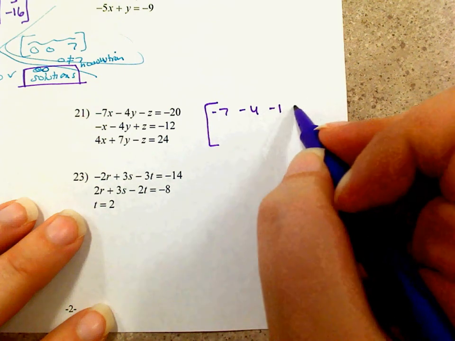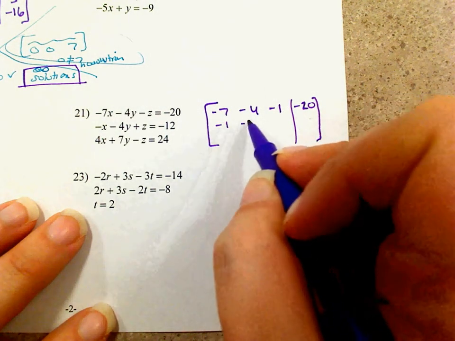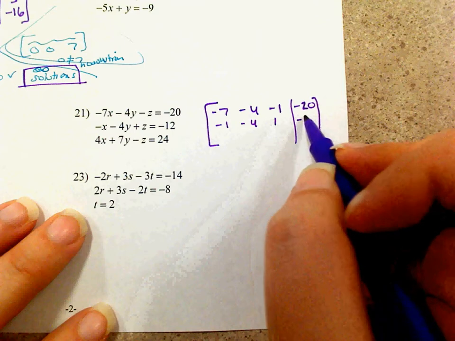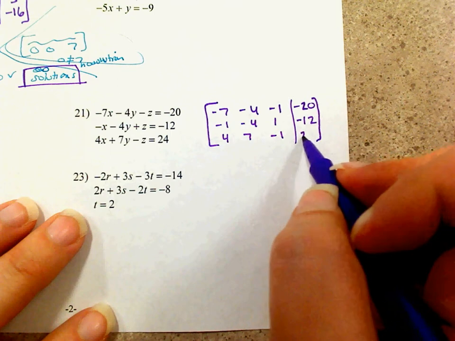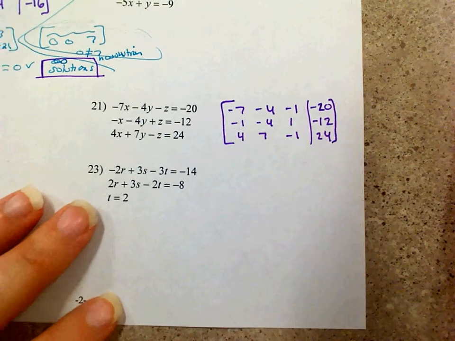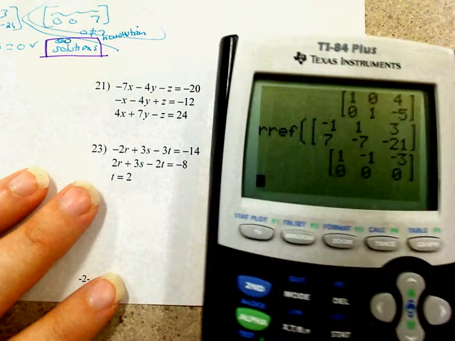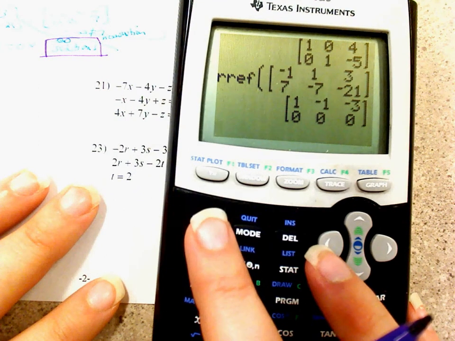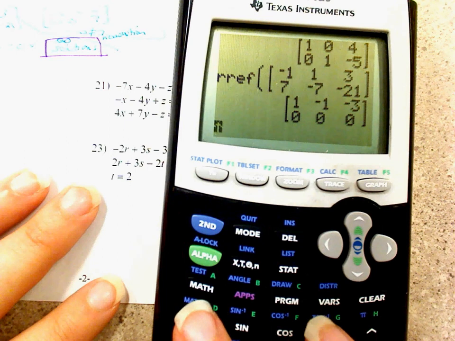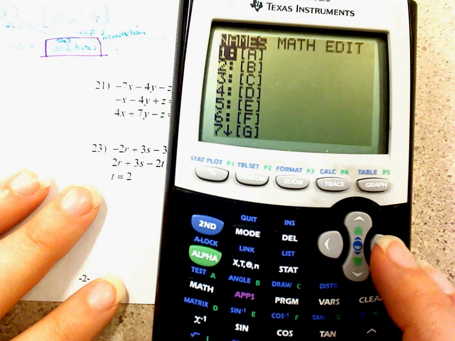Negative 1, negative 4, and 4, negative 1, and okay. So I write that matrix down. And then I type it in. So, where do I go? Tell me. Second? Second what? Matrix. Over to? Over to what? Math. Oh, we're doing it without me.